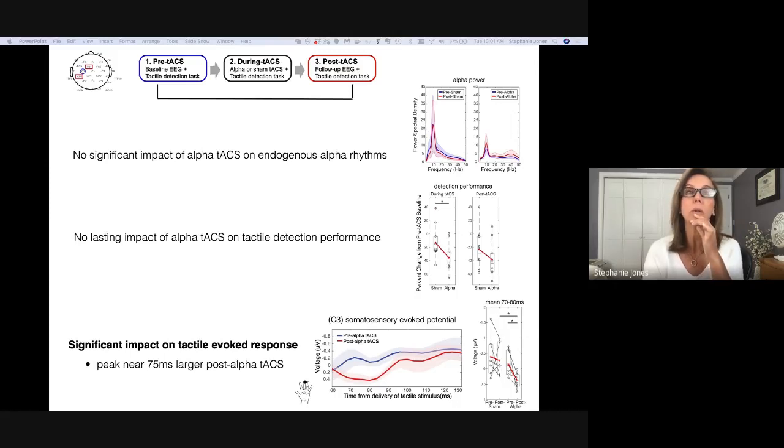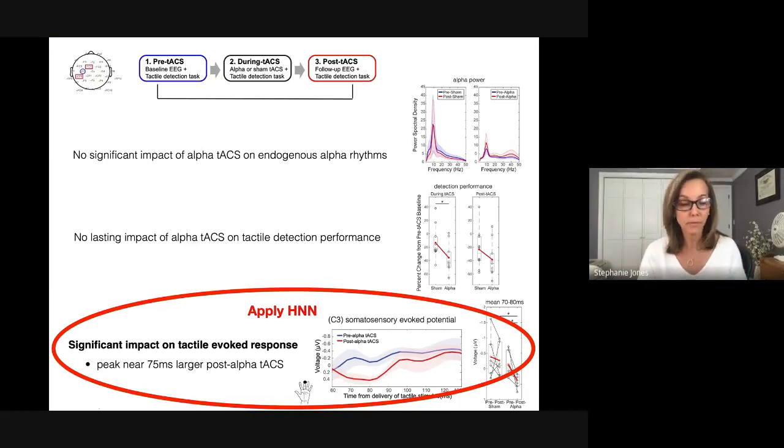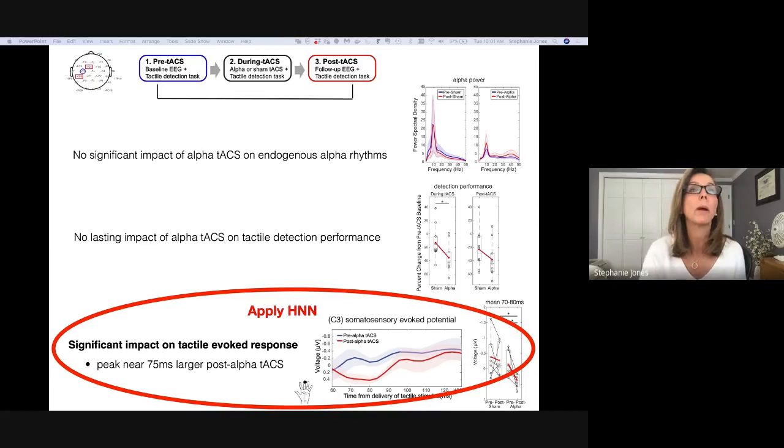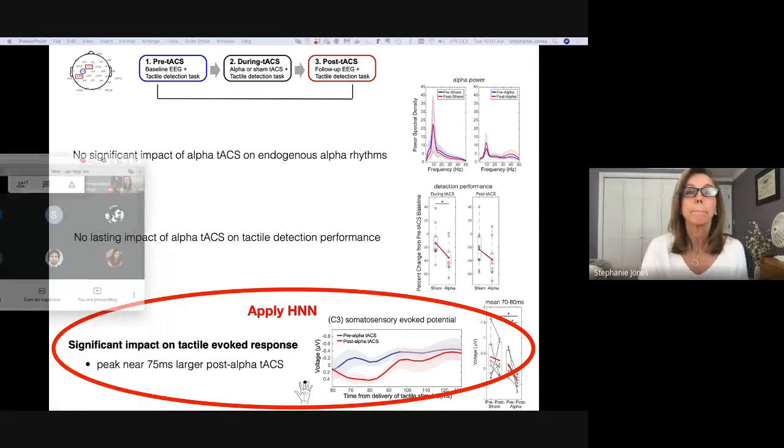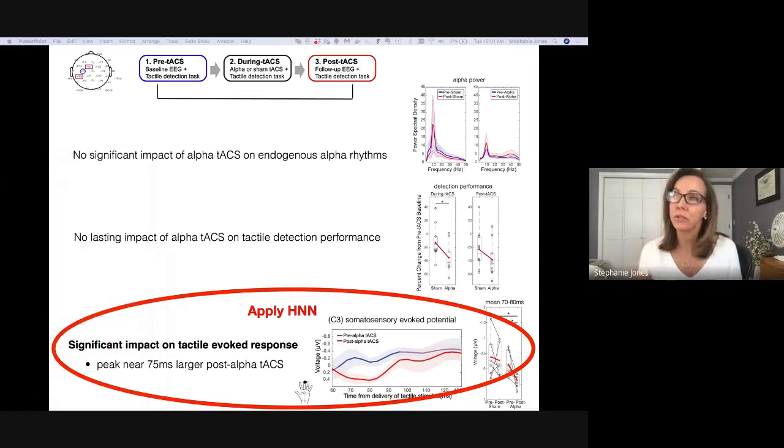And so here's where we said, okay, we have something that this brain stimulation is doing to the circuit. Can we apply our HNN technology, our HNN software, to understand what's going on in the underlying circuit that's producing this effect with our brain stimulation?